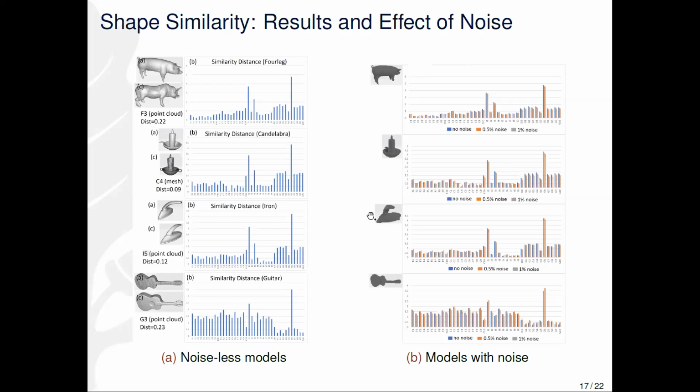On the right one, for each model, it has 3 columns. One is no noise, the orange one is at 0.5% noise, and this percent is the percent of the diameter of the smallest circle that covers the total model. It was implemented in MATLAB, and the other one is 1% noise.